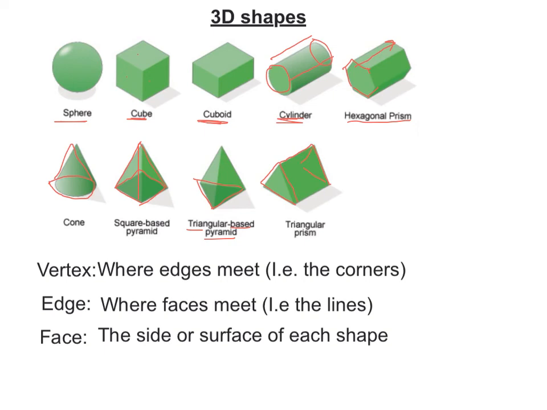Now, some important terms. We have vertex. That's where the edges meet, i.e. the corners or the points. So, for instance, that's a point there. We have the edges, where the faces meet, i.e. the lines. So, for instance, this is an edge there in that shape there. And then the faces. This is the side or surface of each shape.